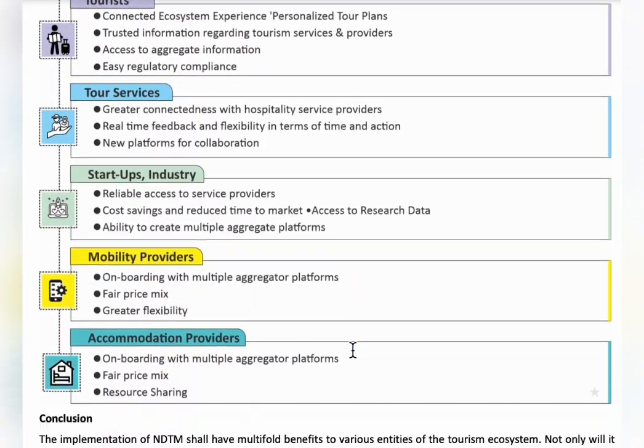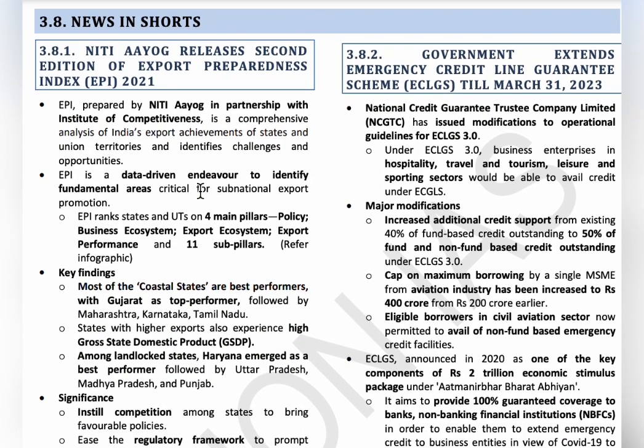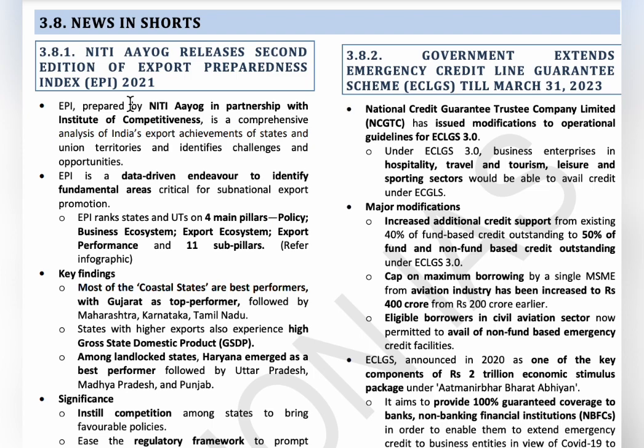The next topic is NITI Aayog releases the second edition of the Export Preparedness Index 2021. Under this index, 4 criteria are taken into consideration. They are policy, business ecosystem, export ecosystem, and export performance. Gujarat has topped the index, followed by Maharashtra, Karnataka and Tamil Nadu. And among the landlocked states, Haryana has topped as the best performer.